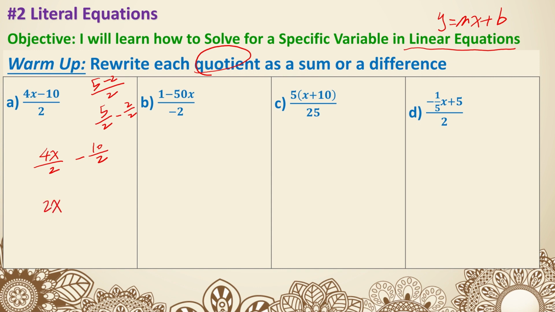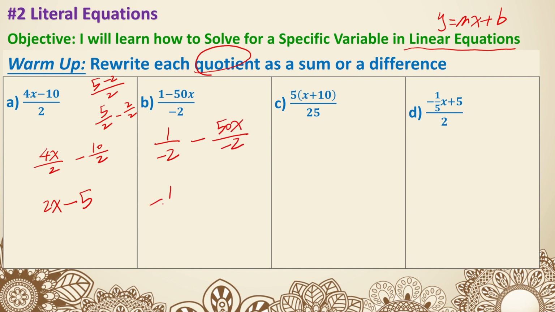4x over 2 is 2x. Negative 10 over 2 is minus 5. So that is being rewritten as a subtraction, as a difference. That's A. B. The denominator is negative 2, so I'm going to separate them into two fractions that both have the same denominator, negative 2. Which is 1 over negative 2, and the other one is negative 50x over negative 2.